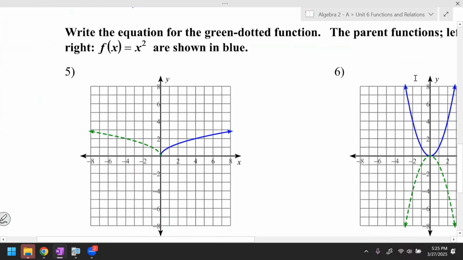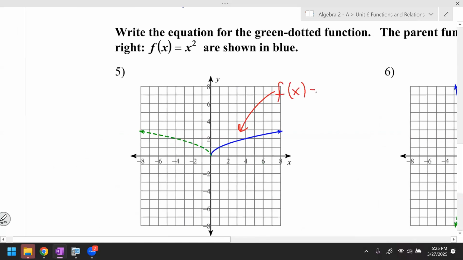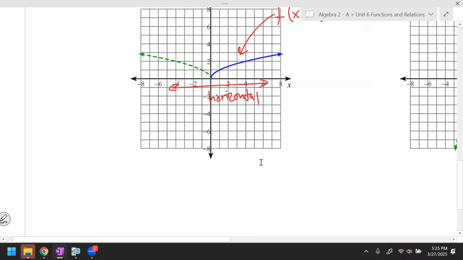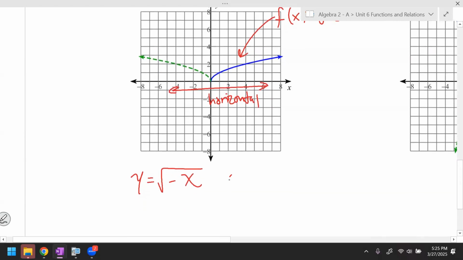Finally, we want to find the equation of this green dotted function, but our original is here. And by the way, it's already written down for you. On the left, it's f of x equals square root x, okay? We can see that it's being flipped horizontally. Which means I need to be on the inside of my parentheses. And since this is a square root symbol, I don't actually need to write the parentheses. I just need to make sure that the negative is on the inside of the square root. I could also take advantage of my function notation and use this instead.